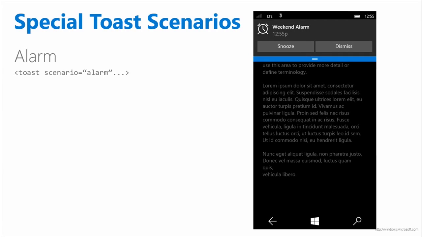So Toast scenarios. How are you going to use a Toast? This goes right into the syntax of the XML you're defining. The first one is alarm. So I'm setting up a Toast alarm. We were able to do this before. They were actually separate things. Now they're not. Now it's just an alarm that you would create, lay it out the way that you want it to be laid out, so you could have a very specialized looking alarm.